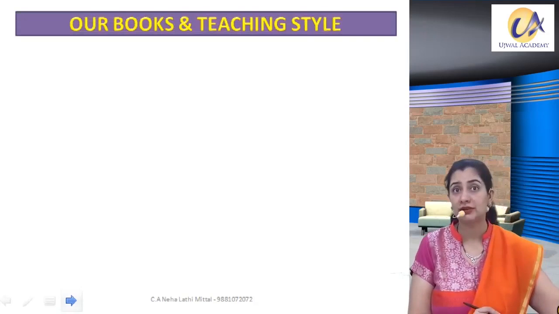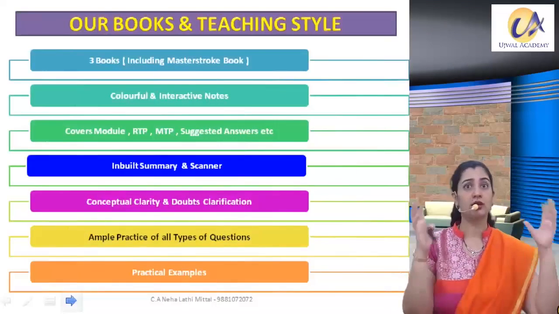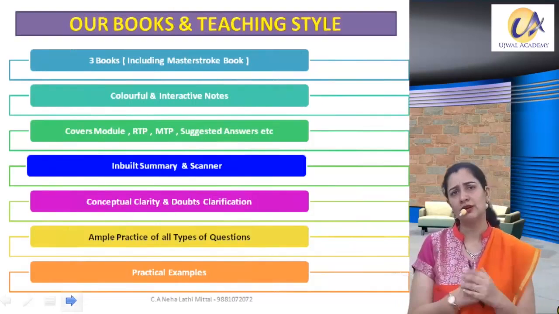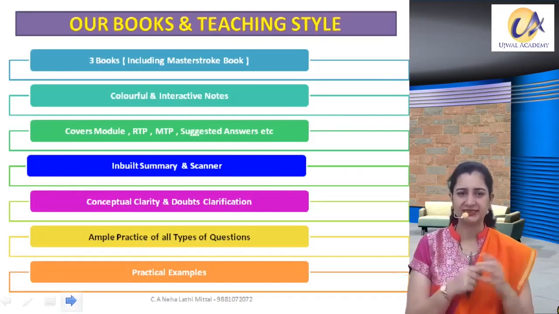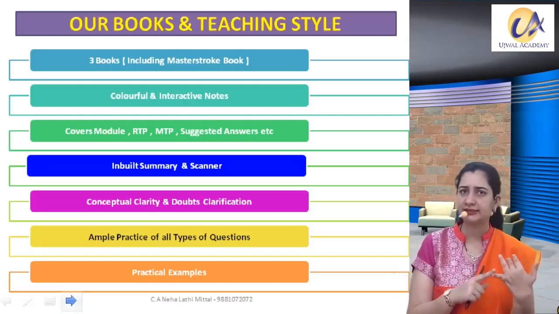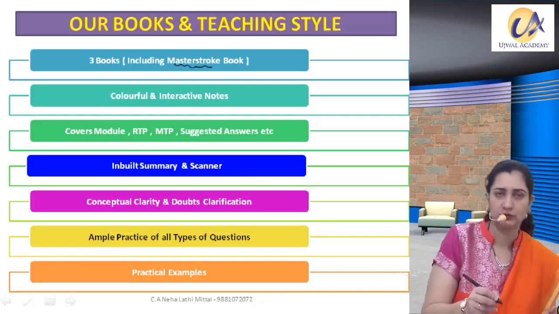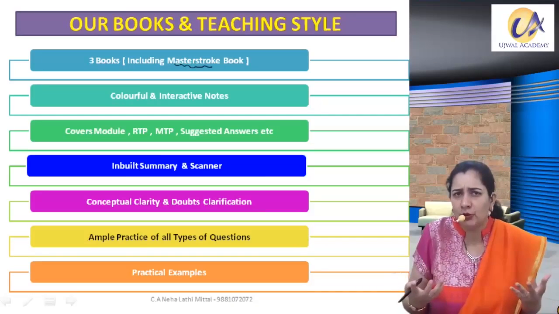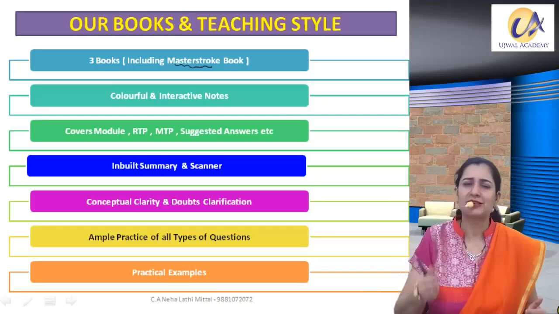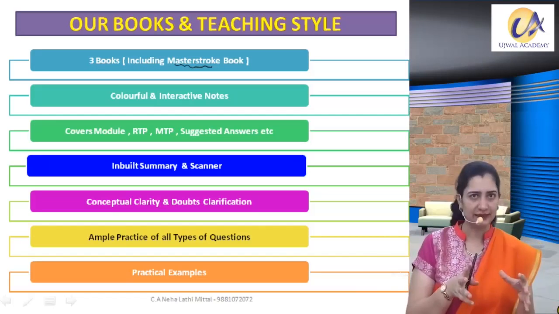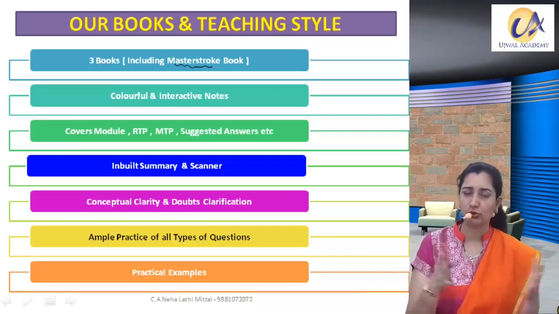Next, what I have is how are we going to cover the syllabus? Okay, we understood we have total 14 chapters. We are going to have our accounting standard books. How are we going to cover the syllabus? So this is our teaching style. The first thing, as I told you, 3 books, including the master stroke book. Suspense is building up. What is master stroke? What is master stroke? Just wait 2 minutes. I am going to tell you. So 3 books are there. That is one. We have got colorful notes.